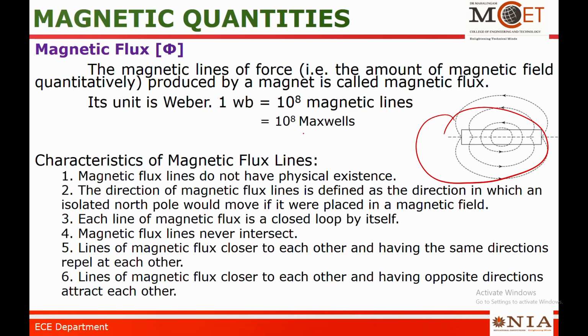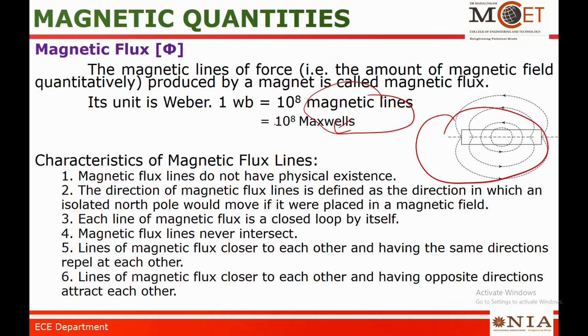The unit of magnetic flux is the Weber. One Weber includes 10 to the power of 8 magnetic lines, and each magnetic line is called a Maxwell. Magnetic flux is normally denoted by the symbol phi, and its unit is the Weber. One Weber equals 10 to the power of 8 magnetic lines, which means 10 to the power of 8 Maxwells.